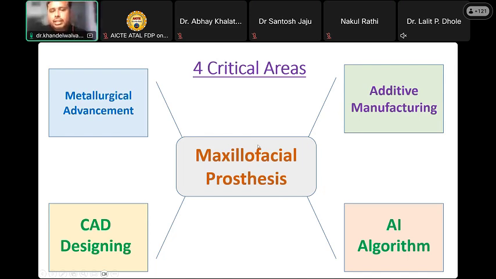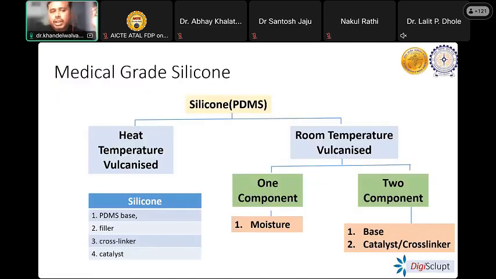This is the general classification of the silicones which are available commercially. There are two major types of silicone: heat temperature vulcanized or room temperature vulcanized silicone. For the manufacturing processes, the mainly used materials are room temperature vulcanized silicone, which comes in two types. The first is the one-component system, where the setting reaction is caused by moisture when it is exposed to the external environment. And the two-component system comes in two parts.